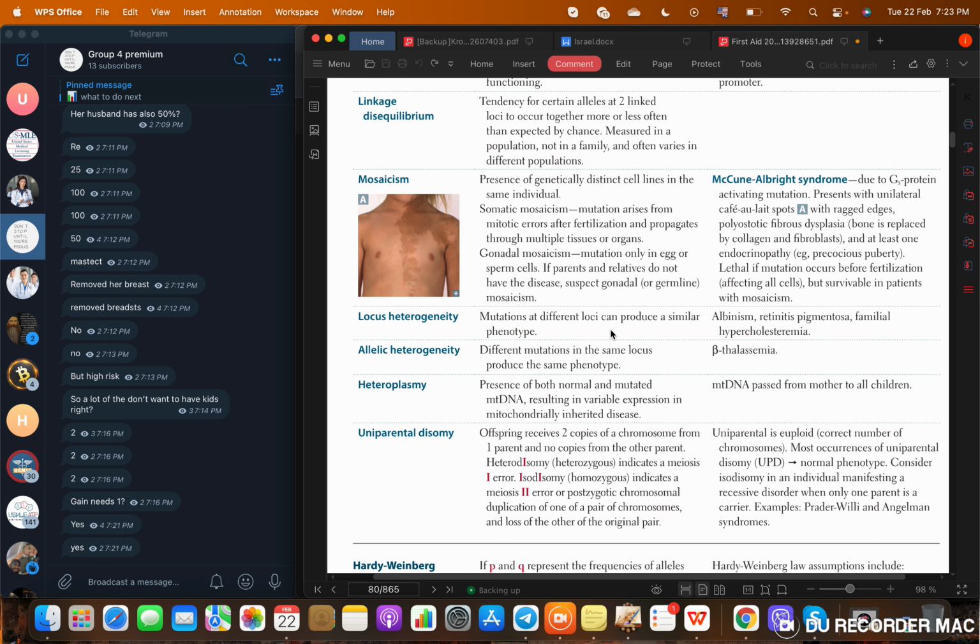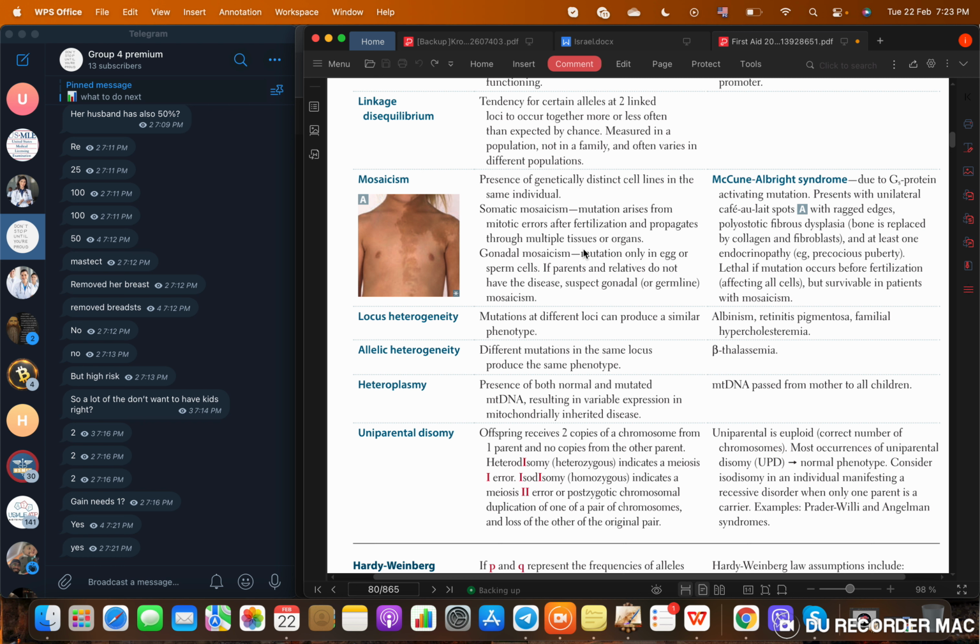With the somatic one, the errors and the problems are going to be only in this person, not in his children, which is the case in our friend here. Gonadal mosaicism means that the person living right now will most likely be asymptomatic, and the symptoms are going to be only in the baby, in the offspring, okay? Somatic mosaicism: the mutation arises from a mitotic error after fertilization and propagates through multiple tissues and organs. Again, the somatic mutation is going to occur after fertilization.